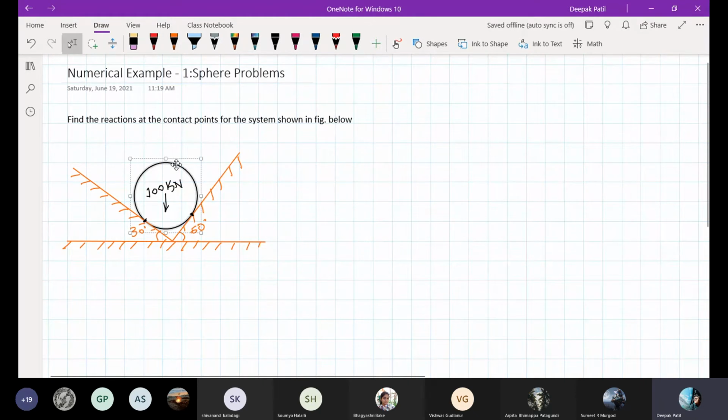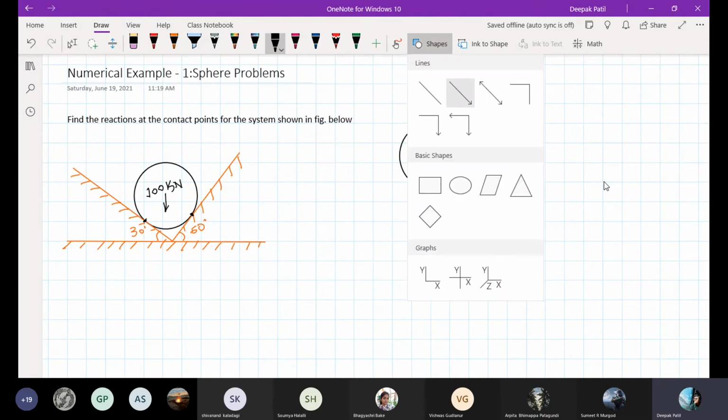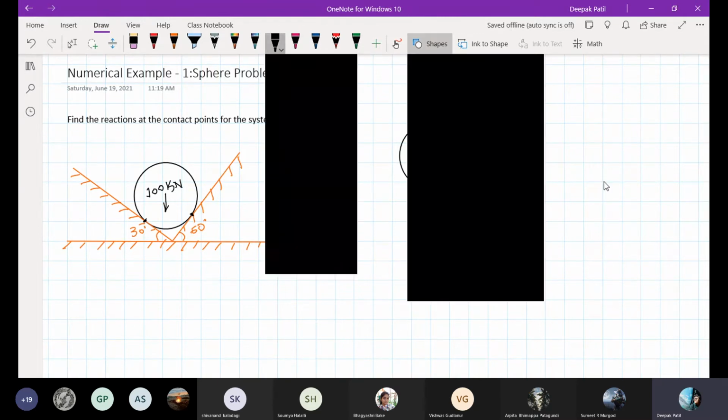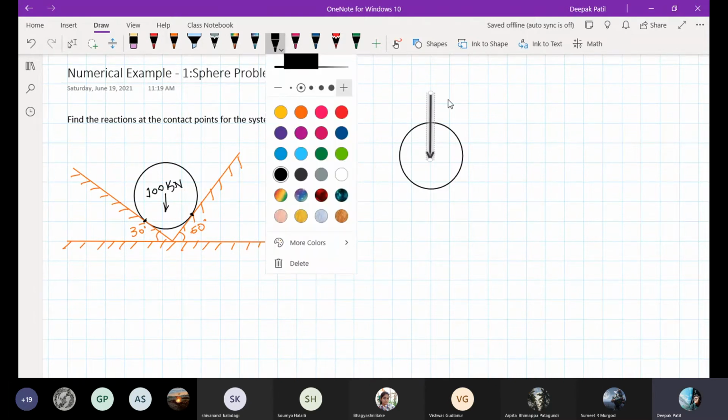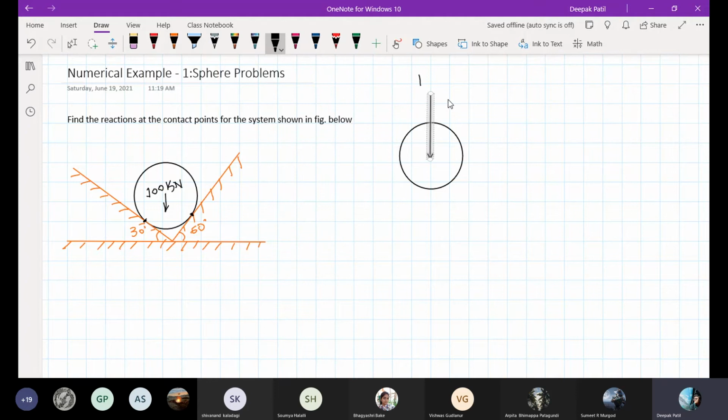So let me take this sphere outside, somewhere here, and draw something called a free body diagram. It means I will draw the loads which are acting on this sphere. The first load which will be acting on the sphere is its self weight only, and it is given as 100 kilonewtons.